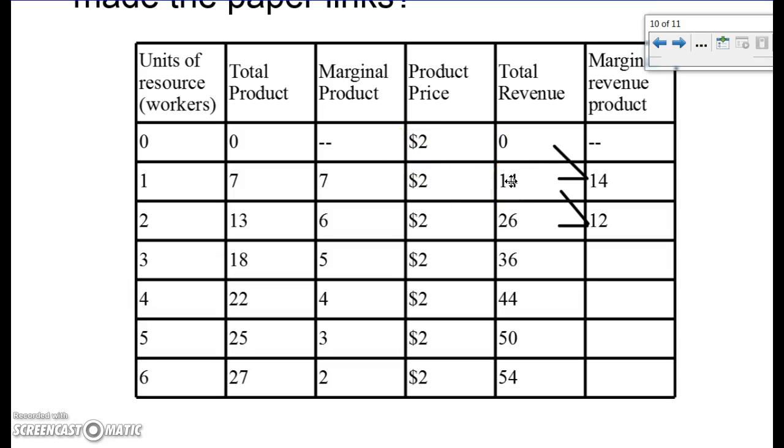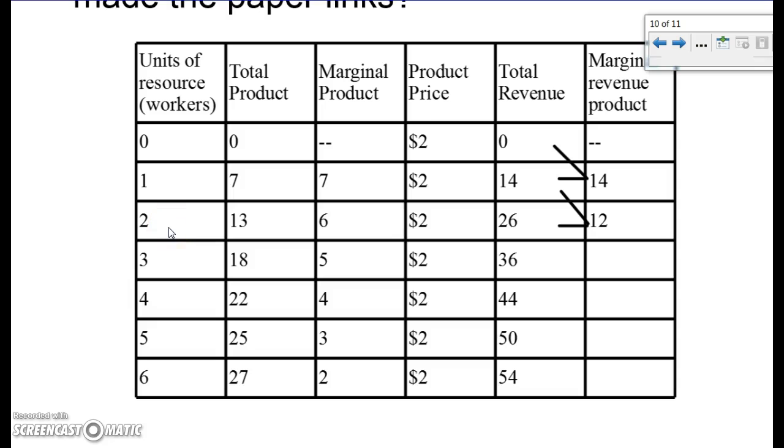So let's imagine the paper links sell for $2 a piece. The total revenue, if you hire one worker and they produce 7 paper links, right, and you sell them for $2 a piece, you get $14 in revenue. And for the firm, that gives them a $14, what we call marginal revenue product. It's the money they earn off of hiring that one worker.